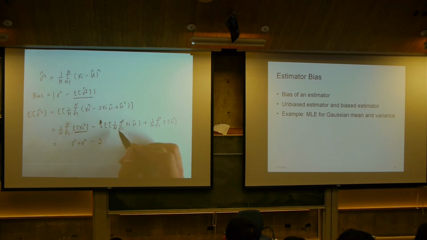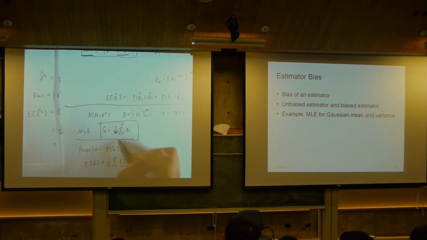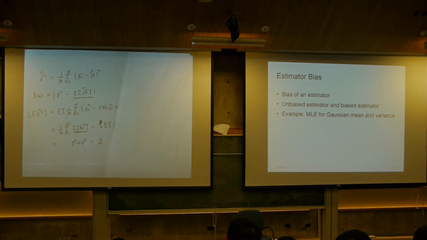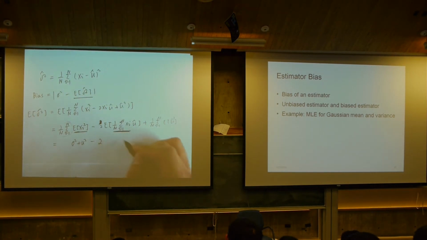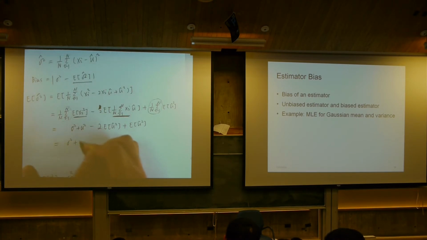And here for this term, look at this quantity here. It is mu hat, right? The definition of mu hat is something like this. So here it is mu hat. So this would be mu hat square, the expectation of mu hat square. And plus, these two cancel. All right. So we got sigma square plus mu square minus the expectation of mu hat square.